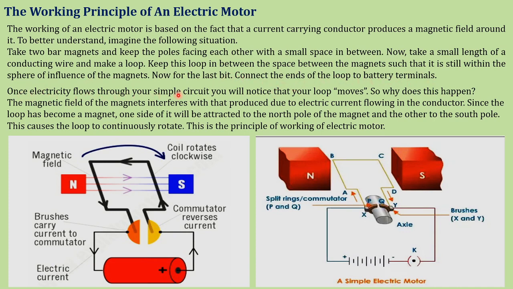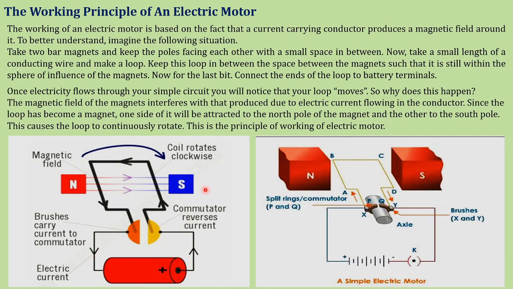Once electricity flows through your simple circuit, you will notice that your loop moves. So why does this happen? The magnetic field of the magnets interferes with that produced due to electric current flowing in the conductor. Since the loop has become a magnet, one side of it will be attracted to the north pole of the magnet and the other side to the south pole. This causes the loop to continuously rotate. This is the principle of working of an electric motor.